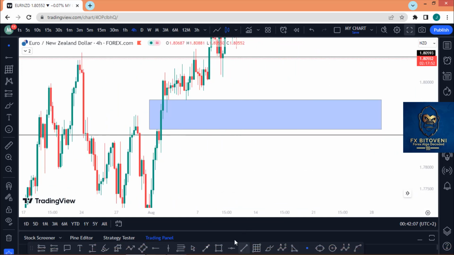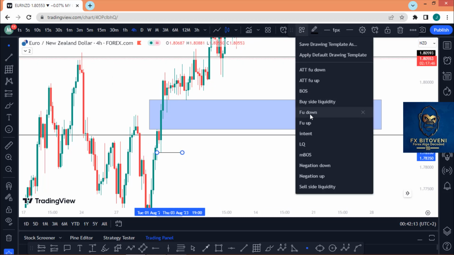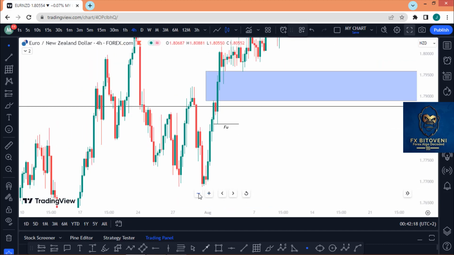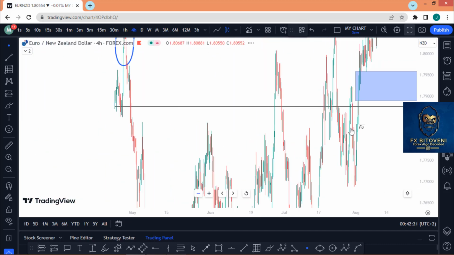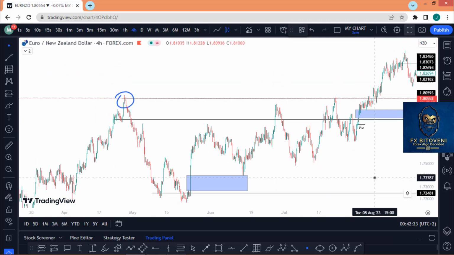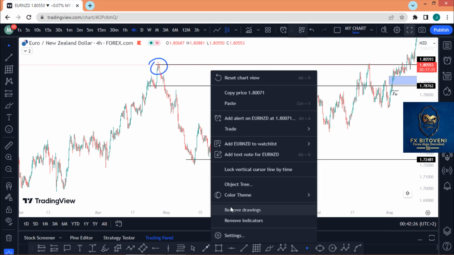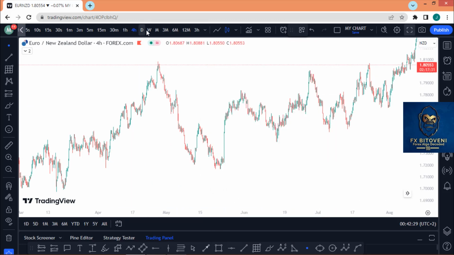With a strong manipulation here. So I told you, if you can tell this is an impulsive move, this is a corrective move, that is the beginning. That is the beginning, guys. Just look at your structure.